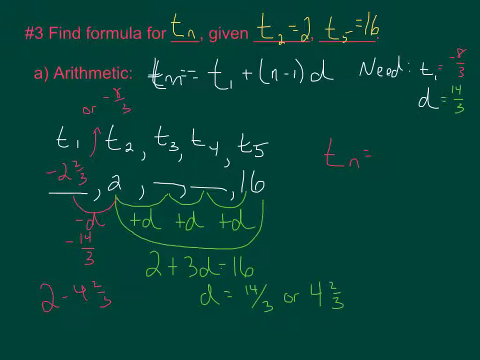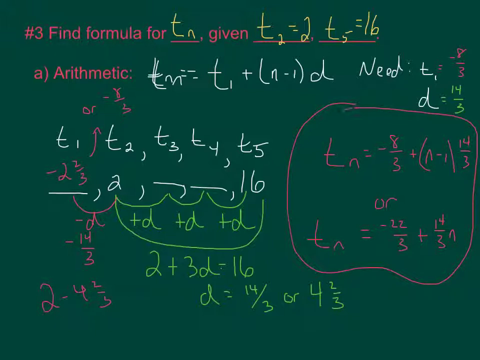And here it is. It's the first term, negative 8/3, plus n minus 1 times the difference, the difference being 14/3. Technically this is done, but I'd prefer that you go ahead and distribute the 14/3 and kind of clean it up a little bit. And you'll end up with negative 22/3 plus 14/3 n. Technically, either one of those will work. I prefer the second one.